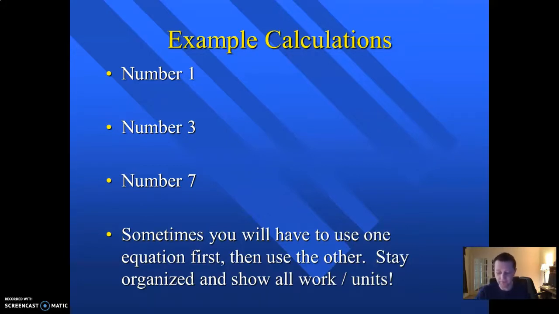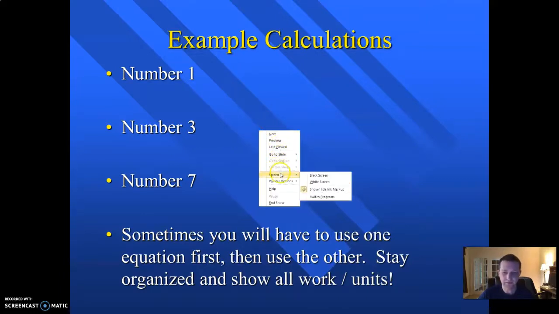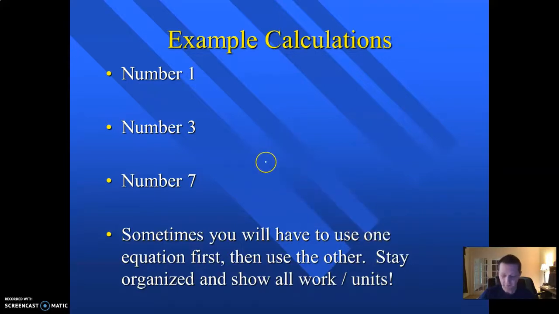And I'll show you guys very quickly how these work. So actually, we're going to skip number 1. Number 1 is just a factor label problem because you're going from meters into nanometers. So we're going to skip that. And we're going to go to problem number 3 instead.